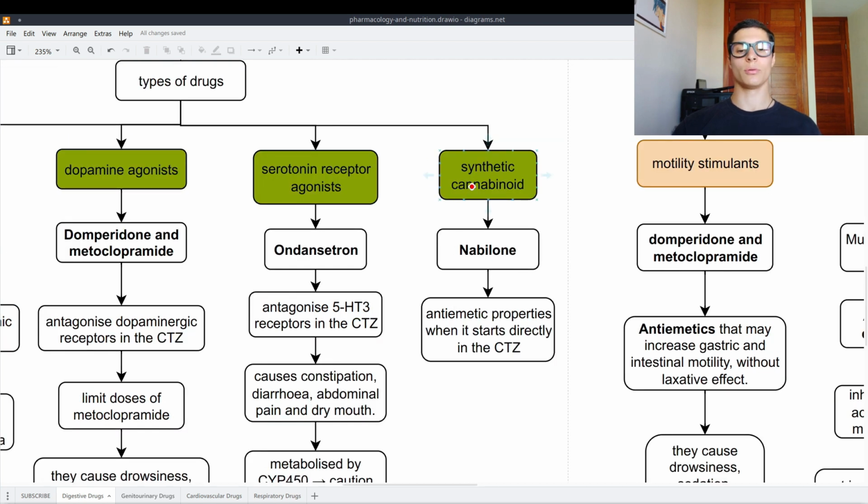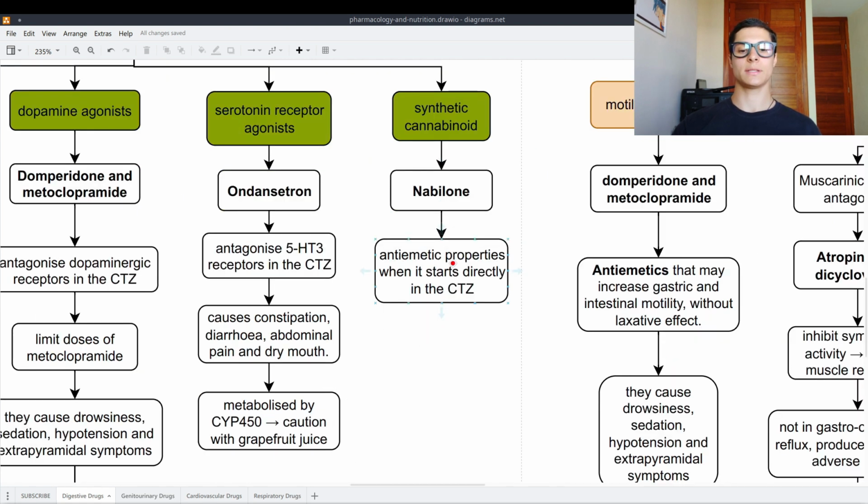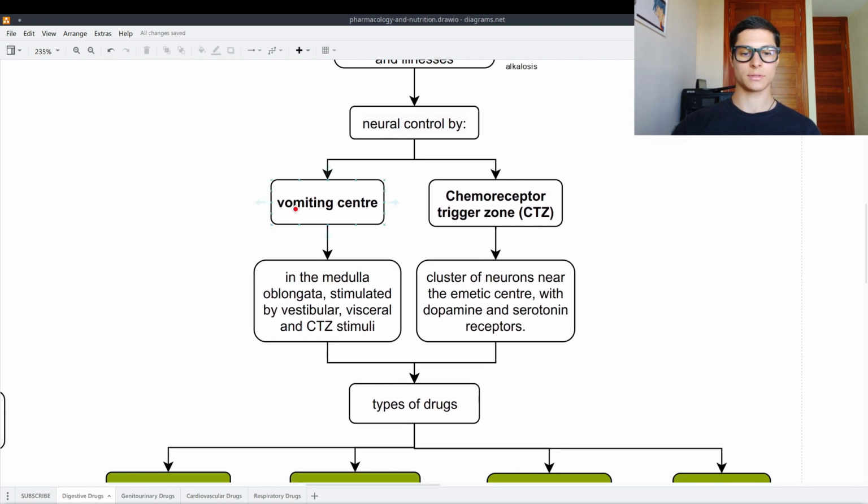Another remedy for nausea and vomiting is the use of synthetic cannabinoids, such as nabilone. It has antiemetic properties, so it stops the vomiting signals when they start directly in the chemoreceptor trigger zone. So it is very effective when it starts here, and not in the vomiting center.